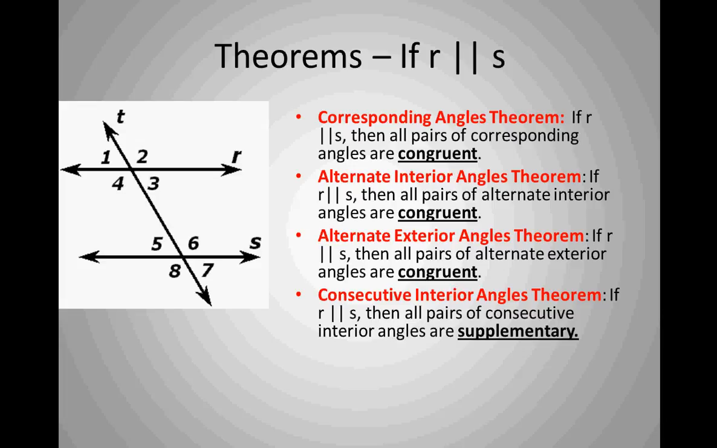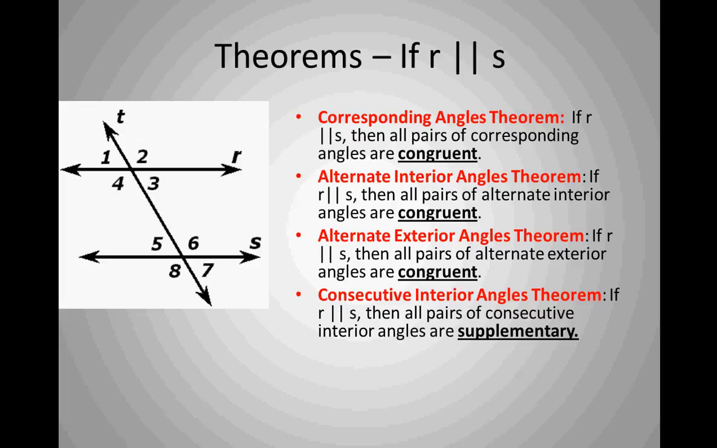The second theorem is the alternate interior angles theorem. It says that if line R and line S are parallel to each other, then all the pairs of alternate interior angles will also be congruent. Alternate interior angles would be like angle 4 and angle 6, or angle 3 and angle 5. Those angles would be congruent to each other. If you look at the diagram closely, you can see that those angles do look about equal to one another.